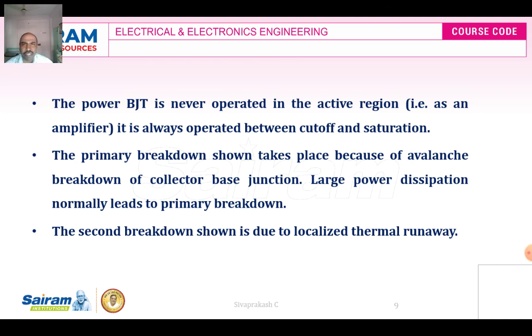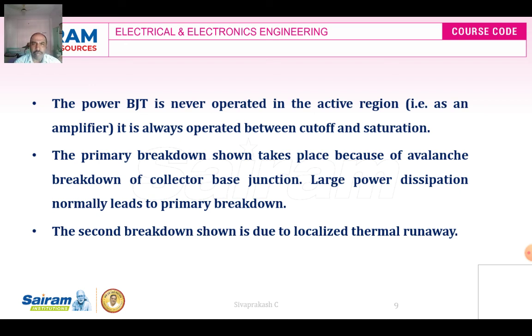The power BJT is never operated in the active region, though you are observing the active region in the characteristics. Power BJT is never operated in the active region, which means it is not acting as an amplifier. The power semiconductor device is always acting as a switch. Therefore, the power BJT is also acting as a switch, operating between the cutoff and saturation region.